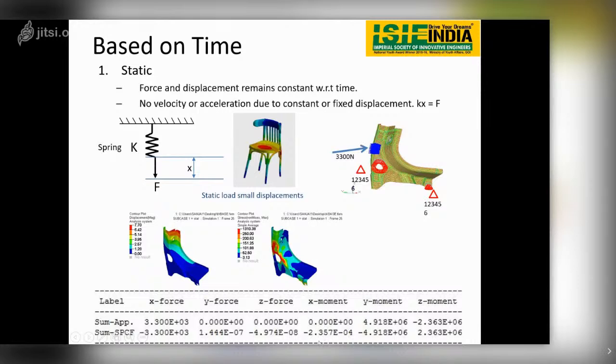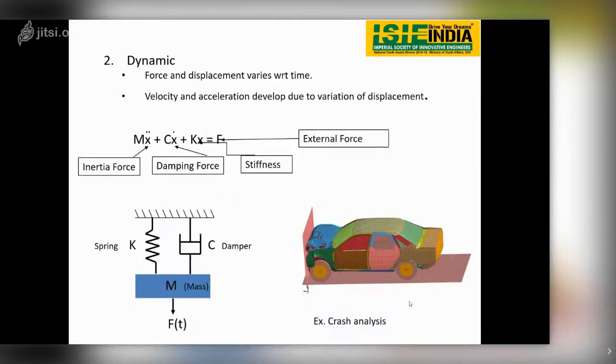The moment about X is 0, but we have the moment about Y and moment about Z. The moment about Y is the applied moment, and the same moment in the reverse direction is generated, and it is the same with Z. So this is a static problem where the force is not changing with respect to time. Next comes the dynamic problem. As I said in the first case, dynamic means the force is varying with respect to time, and the velocity and acceleration terms will also be there.